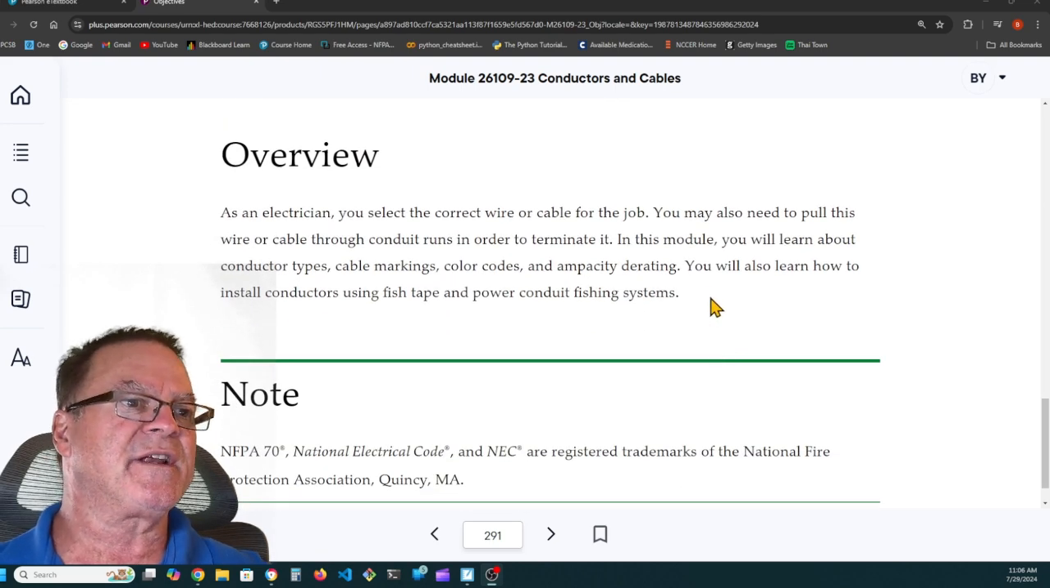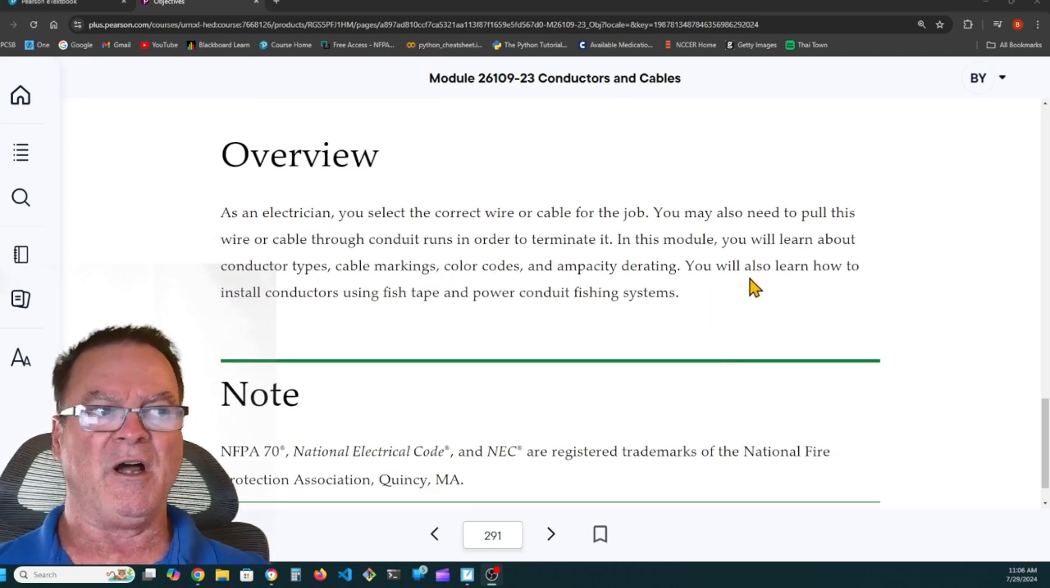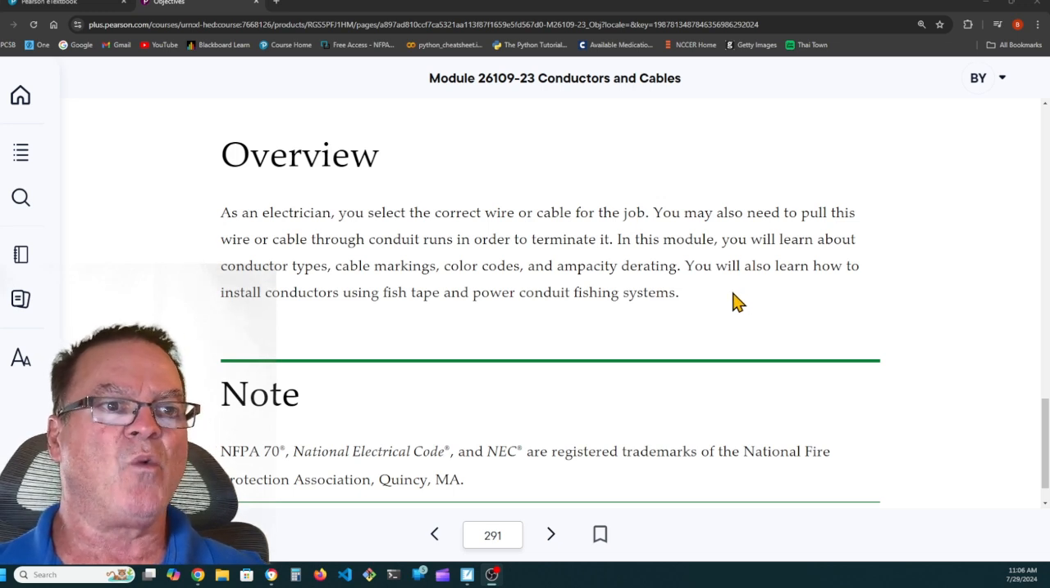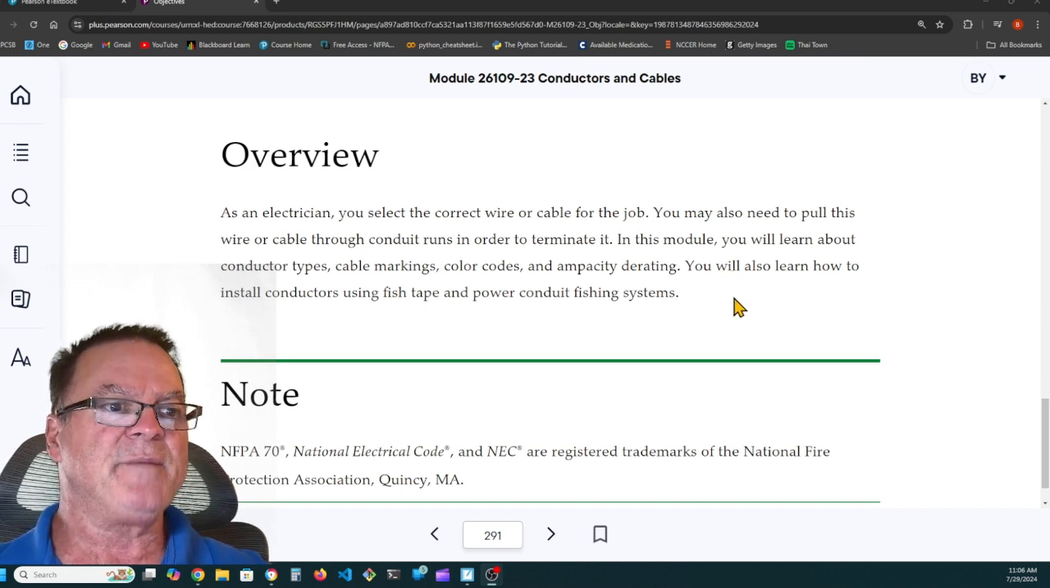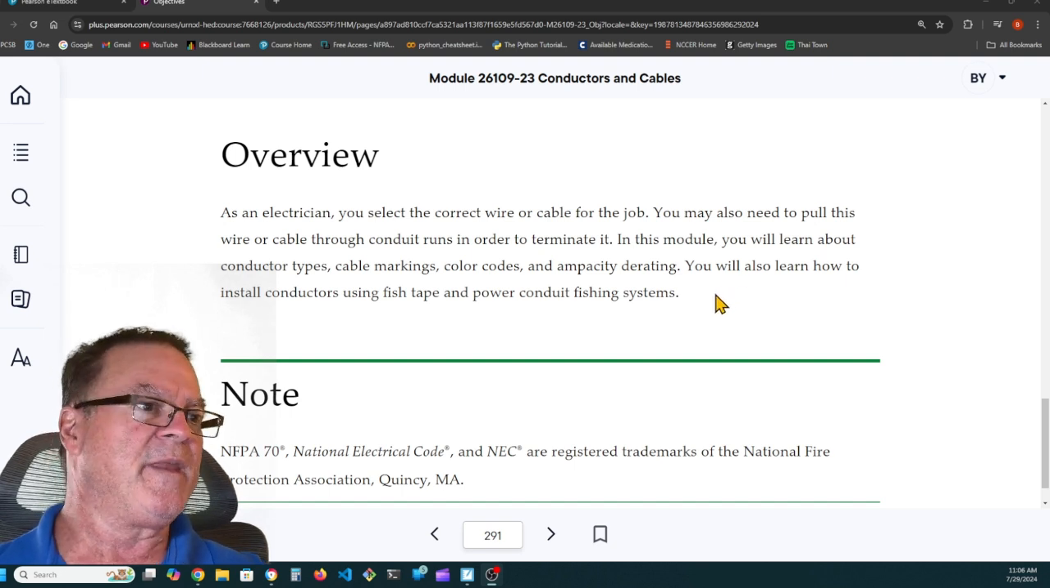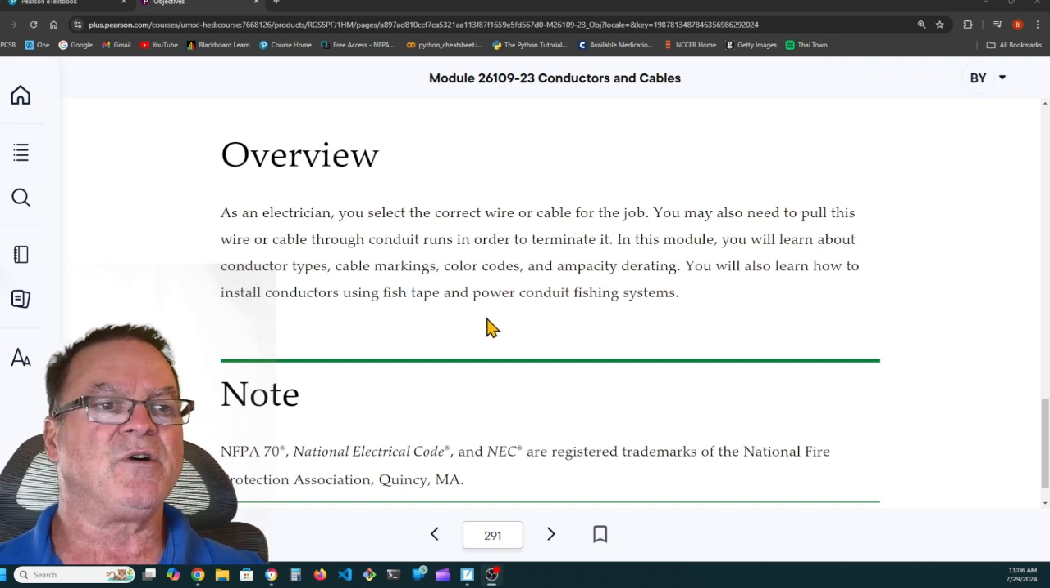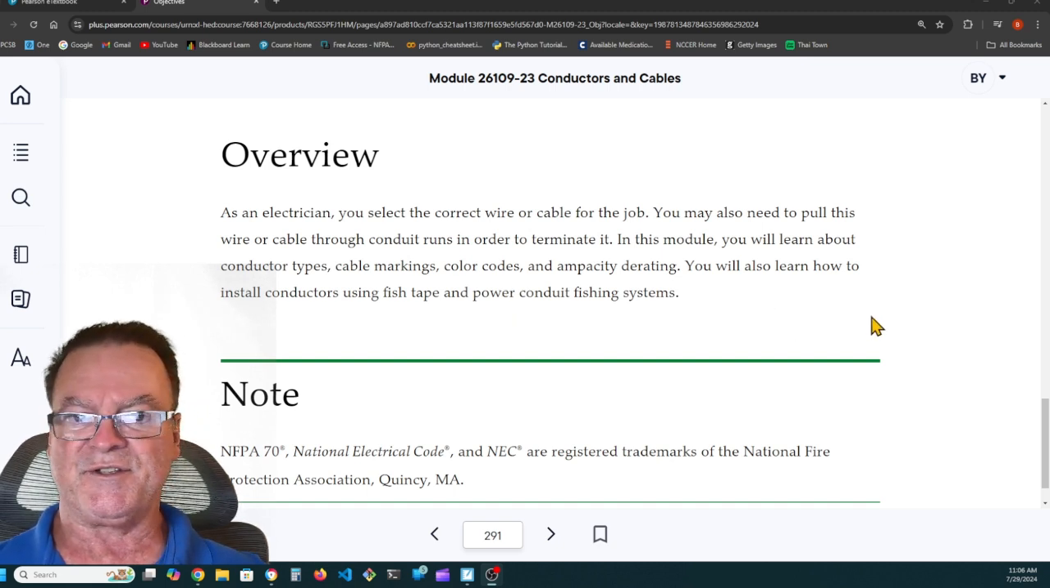As an electrician, you select the correct wire or cable for the job. You may also need to pull this wire or cable through conduit runs in order to terminate it. In this module, you'll learn about the conductor types, cable markings, color codes, and ampacity derating. You'll also learn how to install conductors using fish tape and power conduit fishing systems.